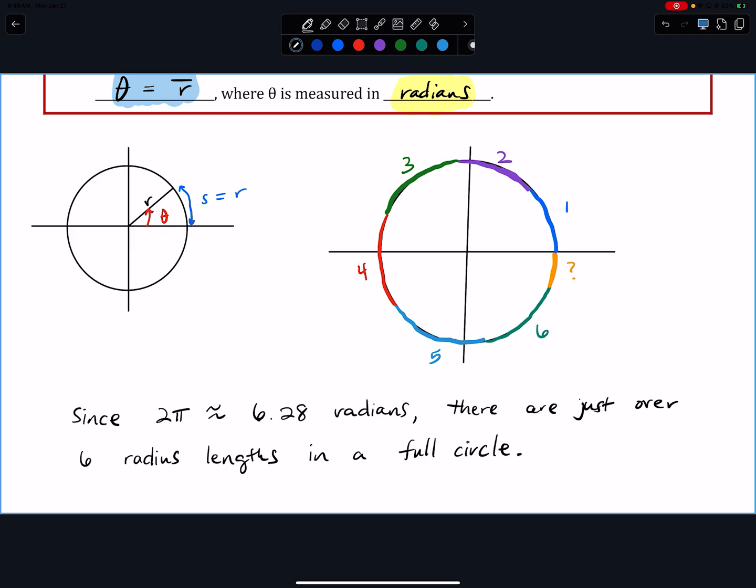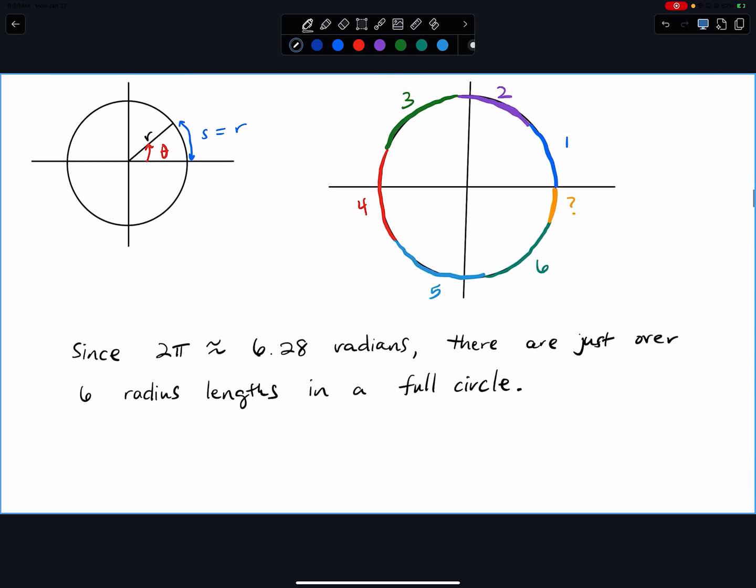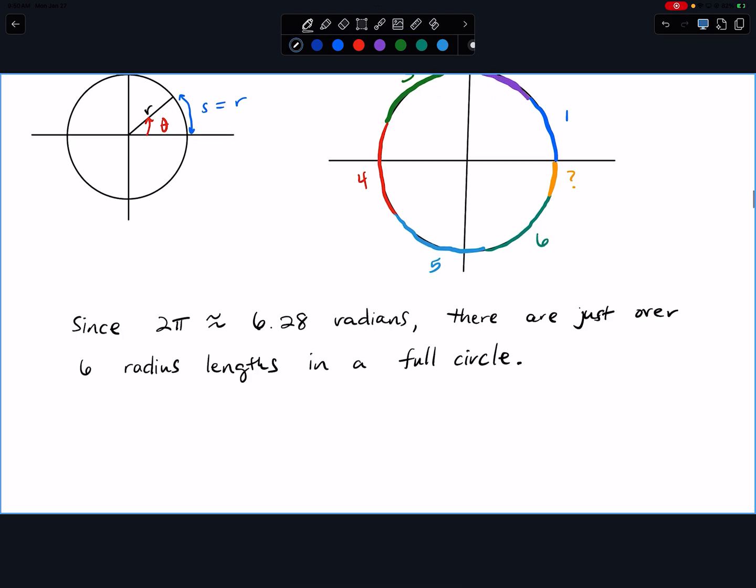Okay, so the takeaway from this is, we could say this means 2 pi is the same thing as how many degrees? 360. And that means that just 1 pi is the same thing as 180 degrees.